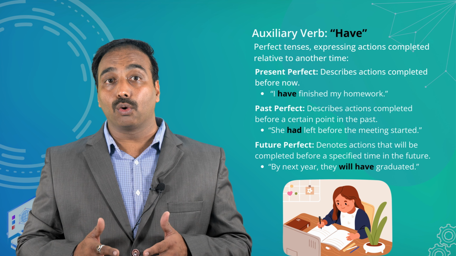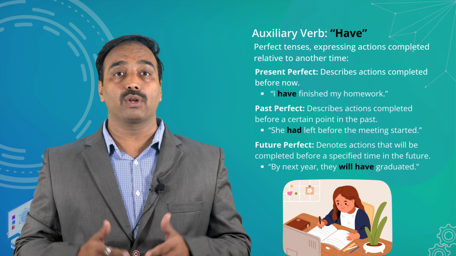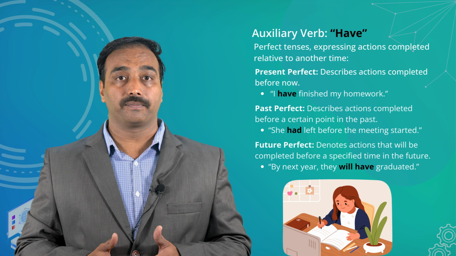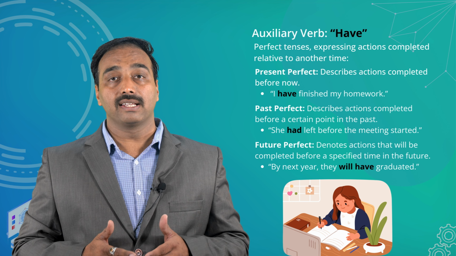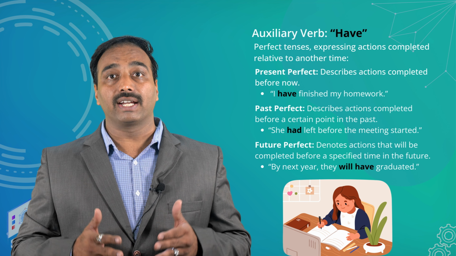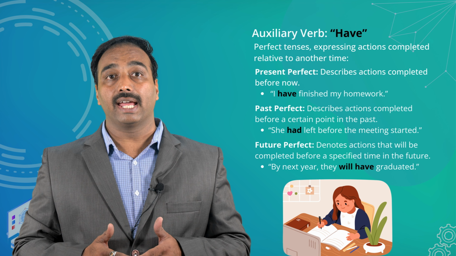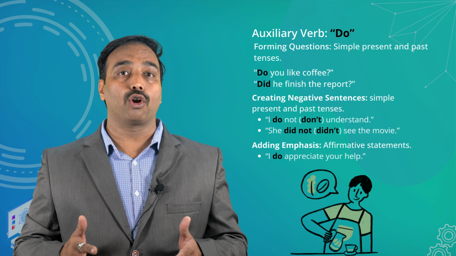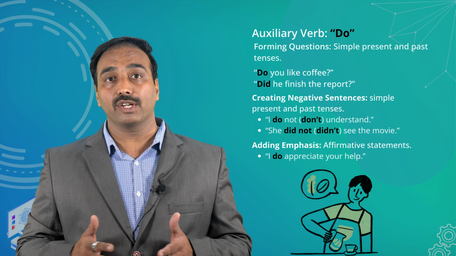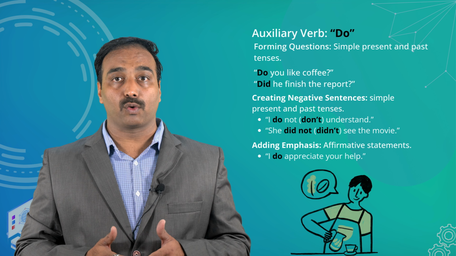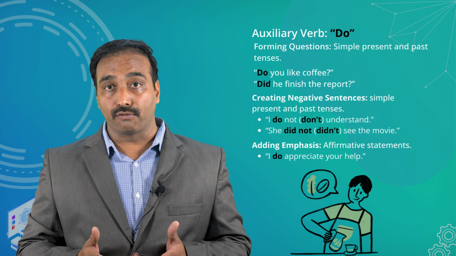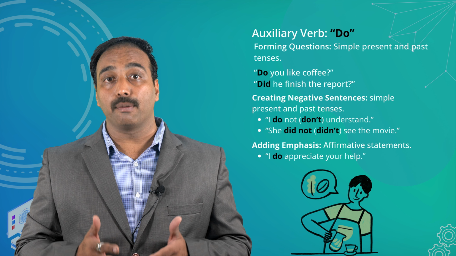Future perfect denotes actions that will be completed before a specified future time. Example, by next year they will have graduated. Here, have, has and had serve as auxiliary verbs that, when combined with the past participle of the main verb, establish the perfect aspect. Auxiliary verb do. Do functions as an auxiliary verb primarily in the following contexts. First instance is forming questions. Do is used to construct questions in the simple present and simple past tenses. Example, do you like coffee? Did he finish the report?